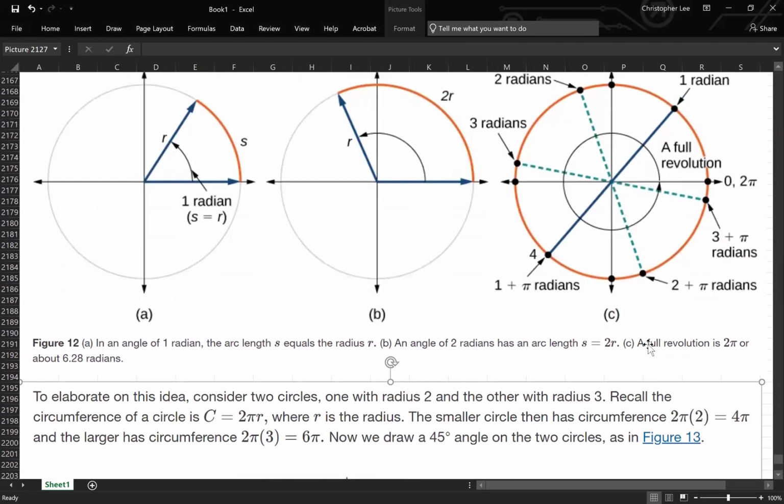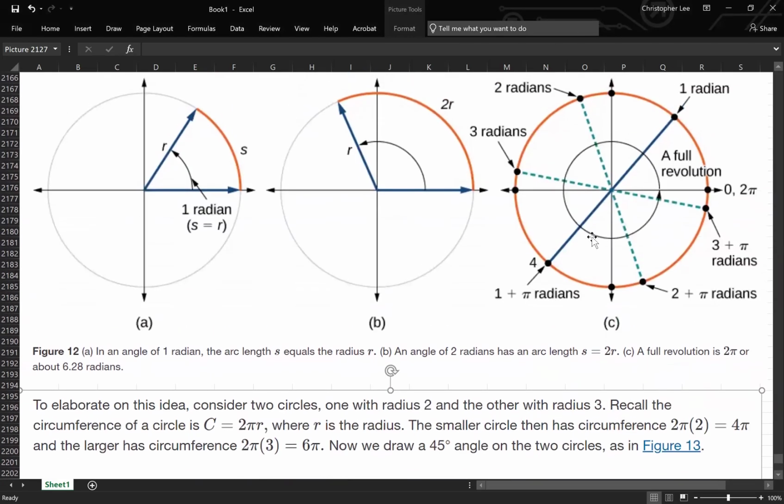So to elaborate on this idea, consider 2 circles, one with radius 2 and the other with radius 3. Recall the circumference of a circle is circumference equal to 2 pi r, where r is the radius. The smaller circle then has a circumference of 2 pi times 2, which is equal to 4 pi, and is smaller than the circumference of 2 pi times 3 equals 6 pi.